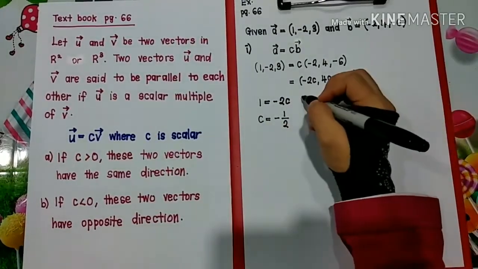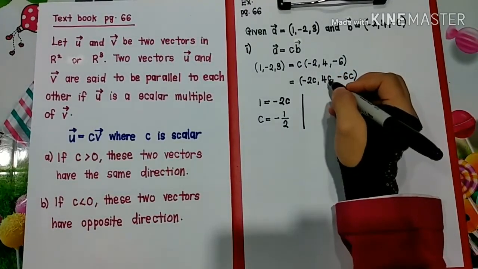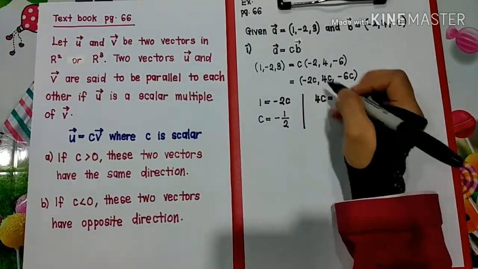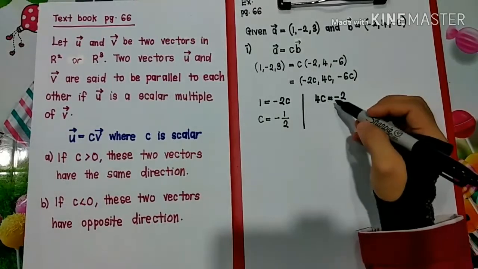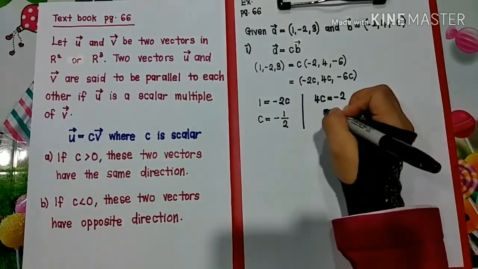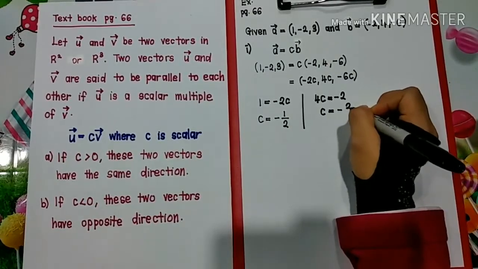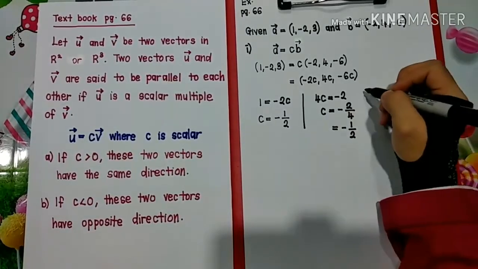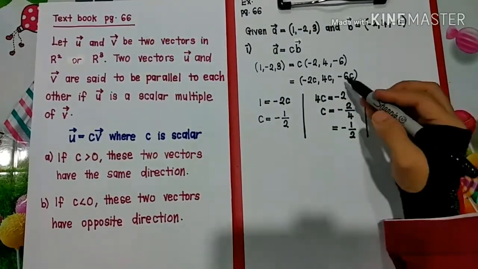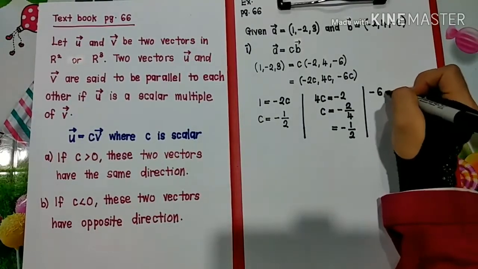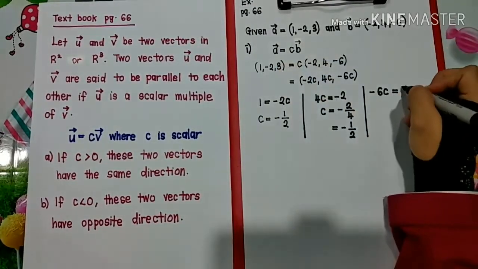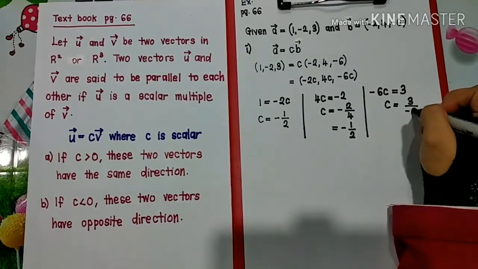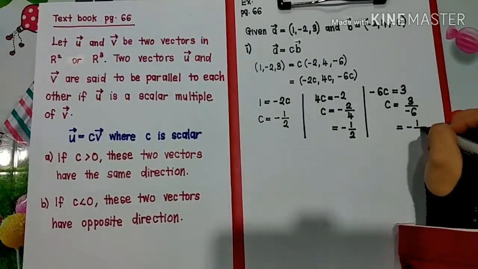Now we solve the second element. We have 4c equal to -2, or you can write -2 equal to 4c. Solving for c, c equals -2 over 4, so c equals -1/2. Next, the third element: -6c equal to 3. Same thing, you solve for c and get 3 over -6, equal to -1/2.